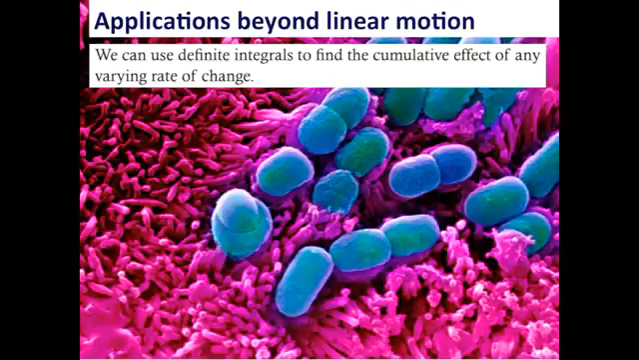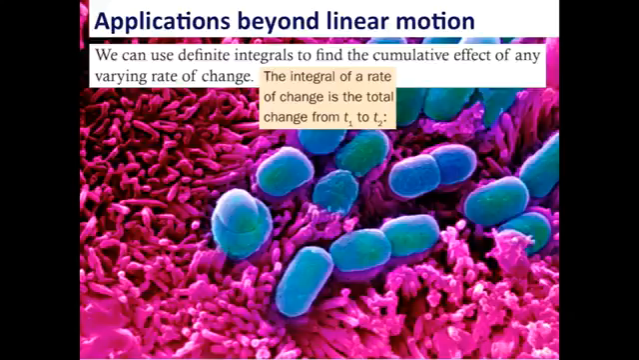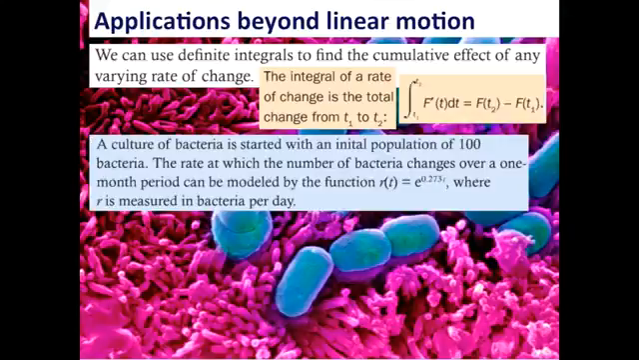And what we're going to have a look at now is some other examples of how we can integrate a function to give us some information that we are interested in. We're assuming that our starting point is a function which itself is a rate of change. And we're going to have a look at an example here in the context of bacteria, which you can see in the background. So we know that essentially here the integral of a rate of change is the total change from T1 to T2. So what does that mean? Well, let's have a look at this example with bacteria.